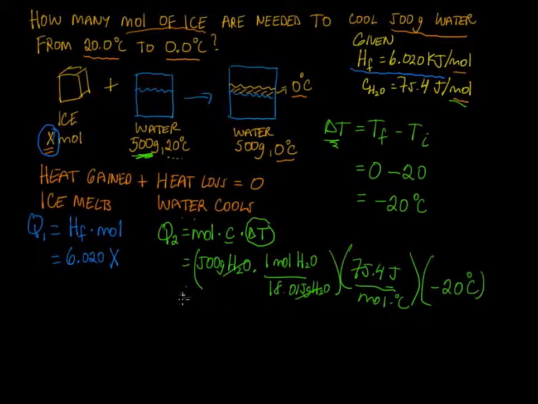So if we go ahead and calculate this out, we get a value of minus 41,854 joules, or minus 41.9 kilojoules. And we're going to use kilojoules here, because in this part over here we actually had kilojoules. So we need the kilojoules here and kilojoules here to be compatible.